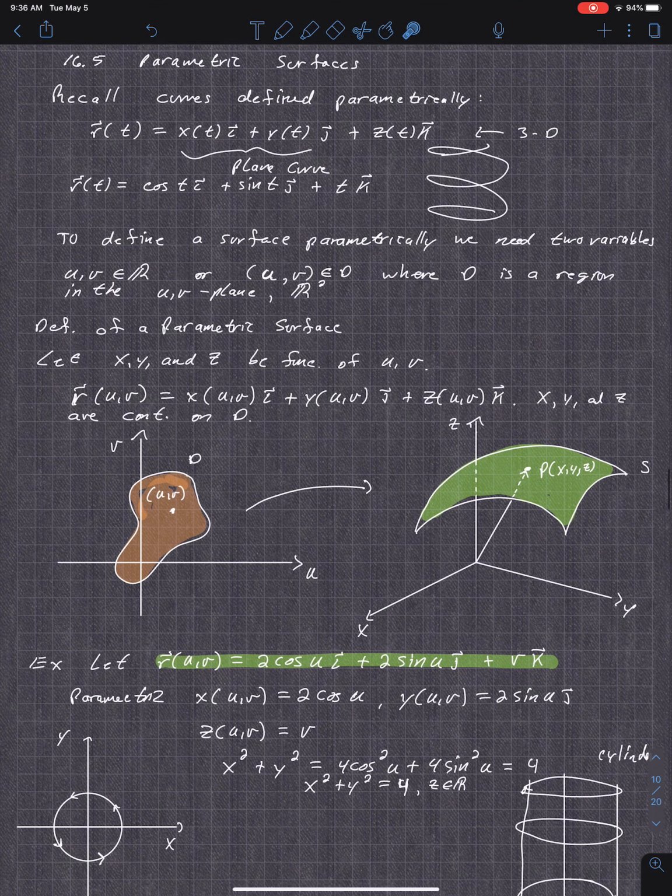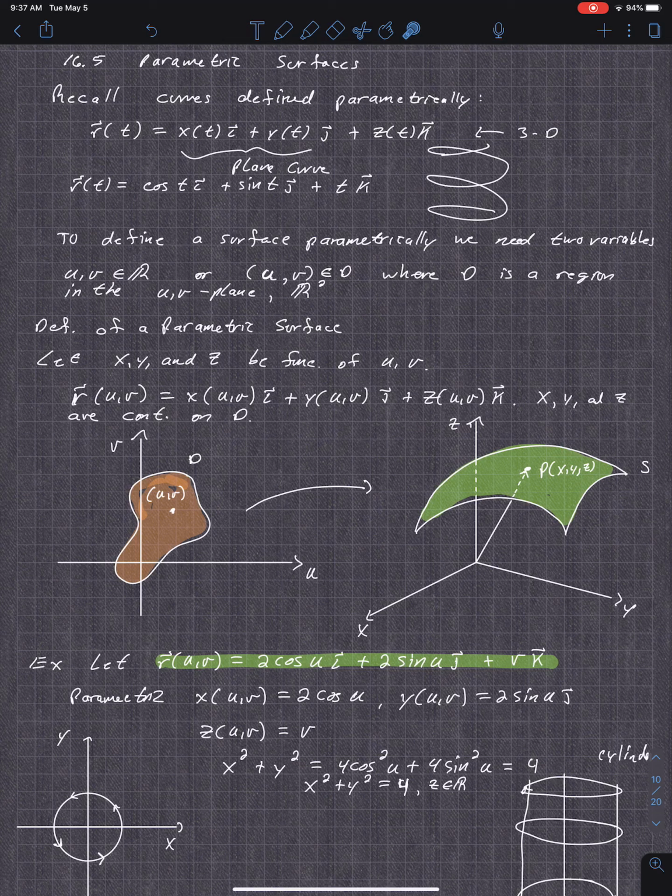16.5 is on parametric surfaces. So this is a little more involved. So first, recall curves defined parametrically. We've already seen that for just a single variable. So R of t, we've seen this. And then this is the 3D case, right? So you get like a helix or something, or any sort of curve in space.